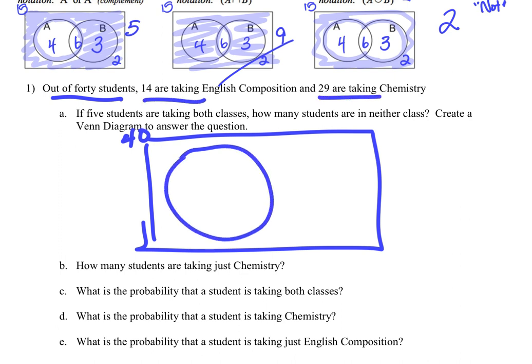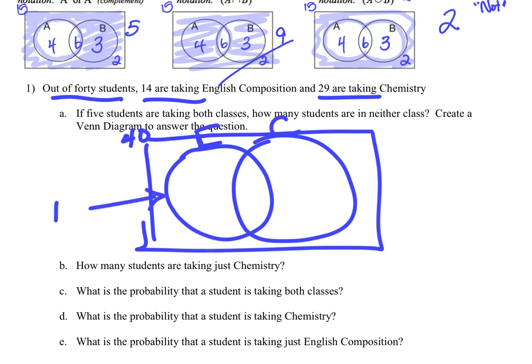So I draw a circle for each. Could do different colors, but I just want to get this done. These people are the English people. These people are the chemistry people. We're saying that this circle right here should be 14, and this circle right here should be 29. But I don't know how many people do both, so I can't actually fill in the little pieces of the circle. So what do I have to do?